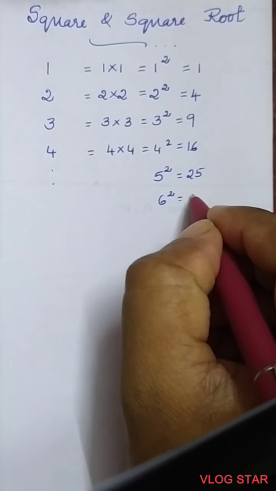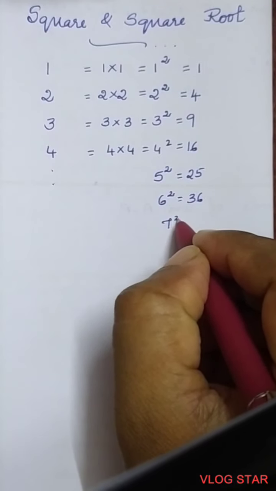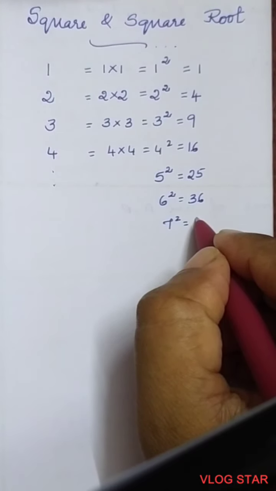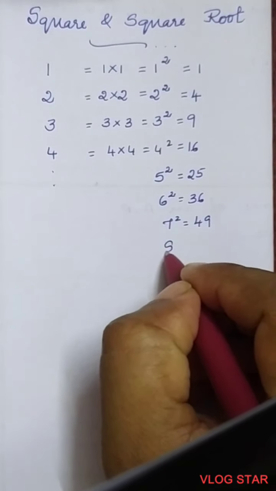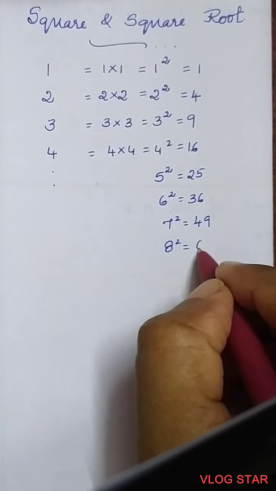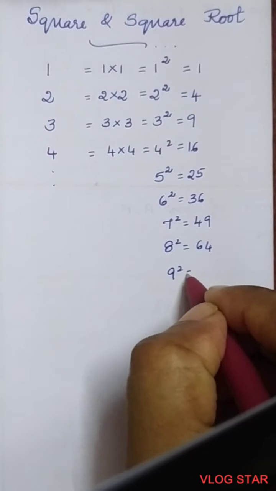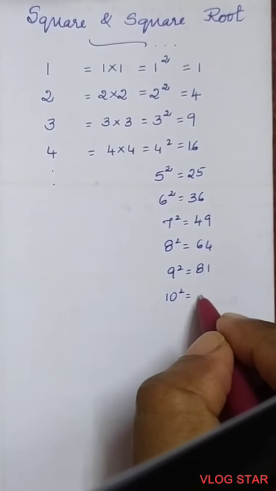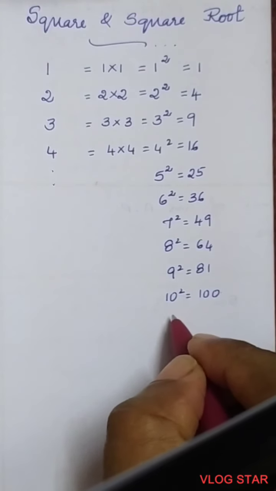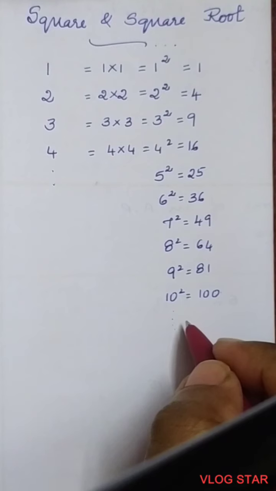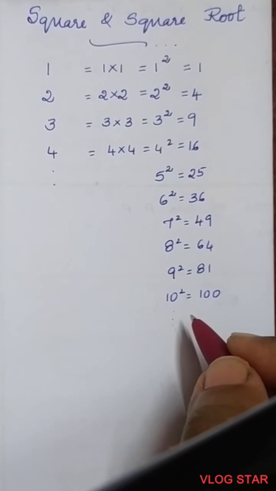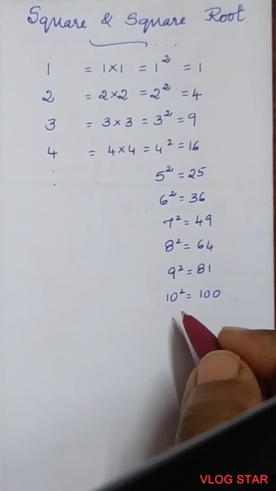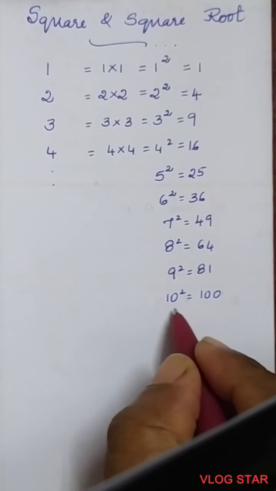6 square means 36. 7 square equal to 7 into 7, 7 7s are 49. 8 square is equal to 64. 9 square is equal to 9 9s are 81. 10 square means 10 into 10, that is 100. So we can continue like this with all the numbers like 11 square or 12 square. So we have to multiply the same number twice. So the product of two equal integers is called a perfect square.